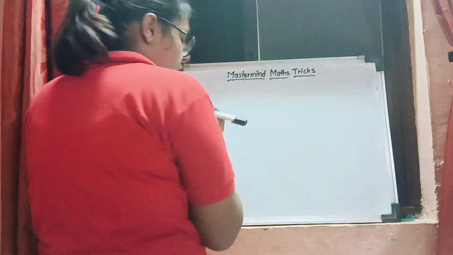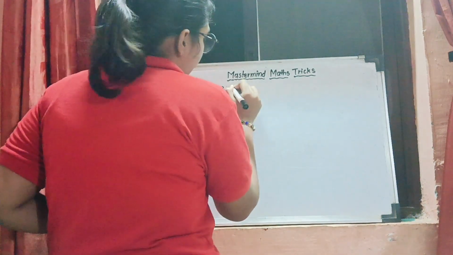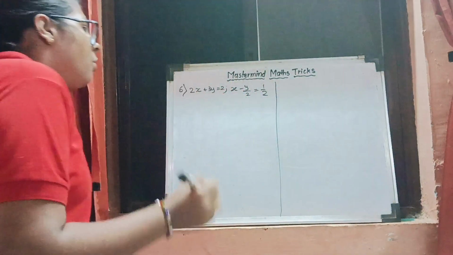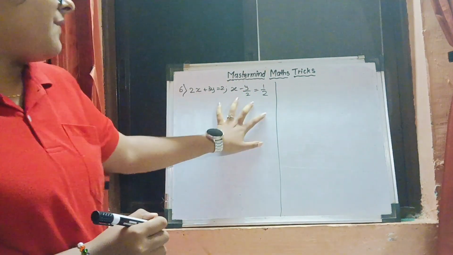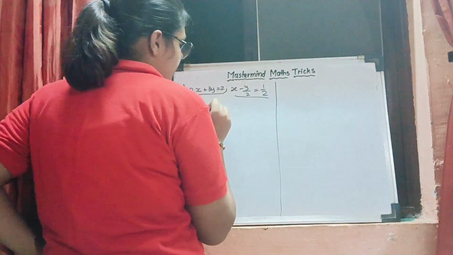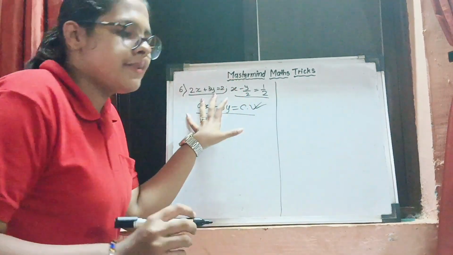So, the question is 2x plus 3y is equal to 2 and x minus y by 2 is equal to 1 by 2. Now we have to verify whether the given equation is in standard form or not. The given equation is in the form of ax plus by is equal to c. Yes. So no need to convert this into any other form.